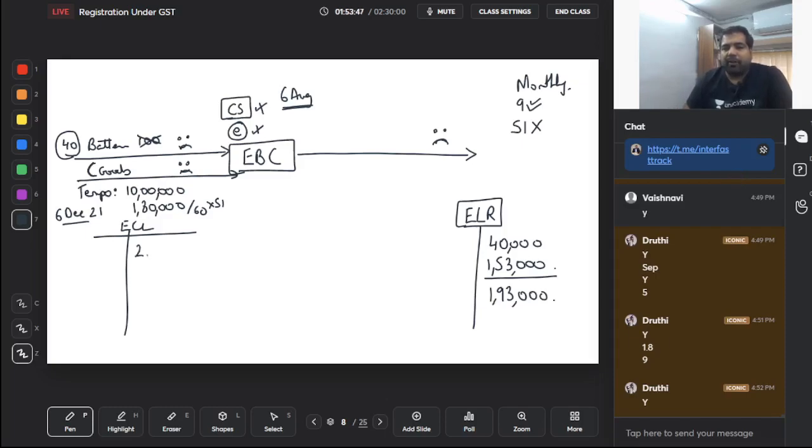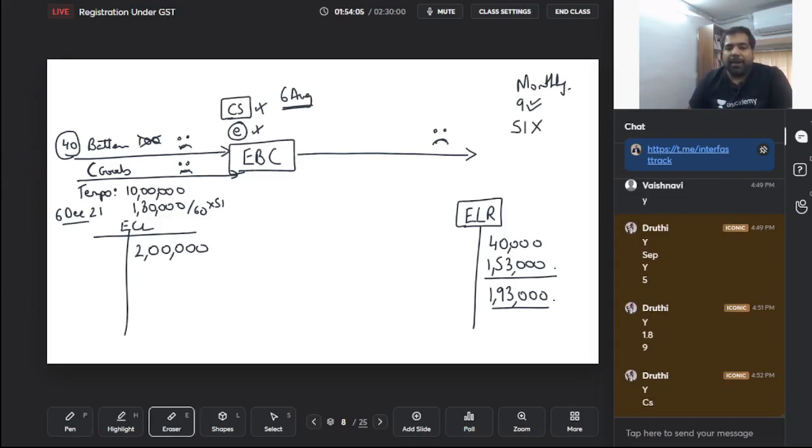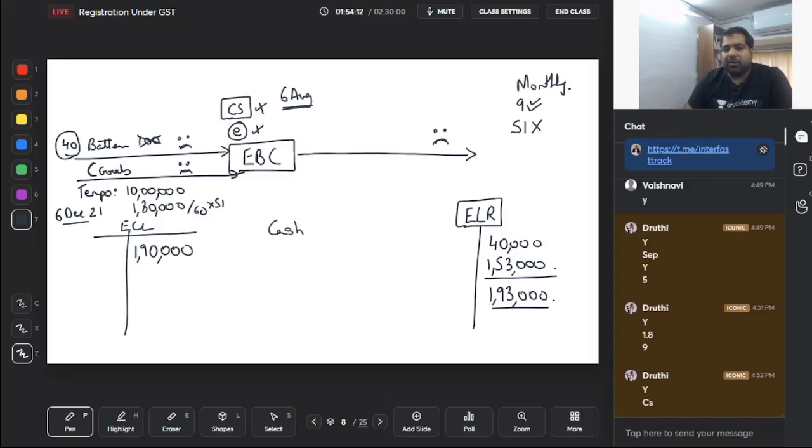Guys, what if I have credit of 2 lakh? Can I pay this 1,93,000 through my credits? Yes. And what happens to my 7,000? Guys, that lapses. Because now which scheme are you getting into? Exempt supply composition scheme. So this will lapse. And what if my balance was only 1,90,000 in my credit ledger? Then I will pay 1,90,000 from here, and I will pay through my cash ledger 3,000. Is that okay, guys? Yes. Perfect.